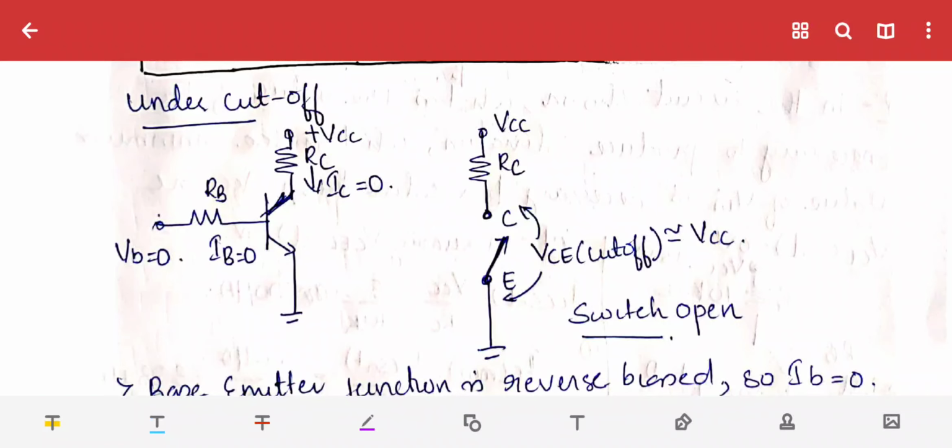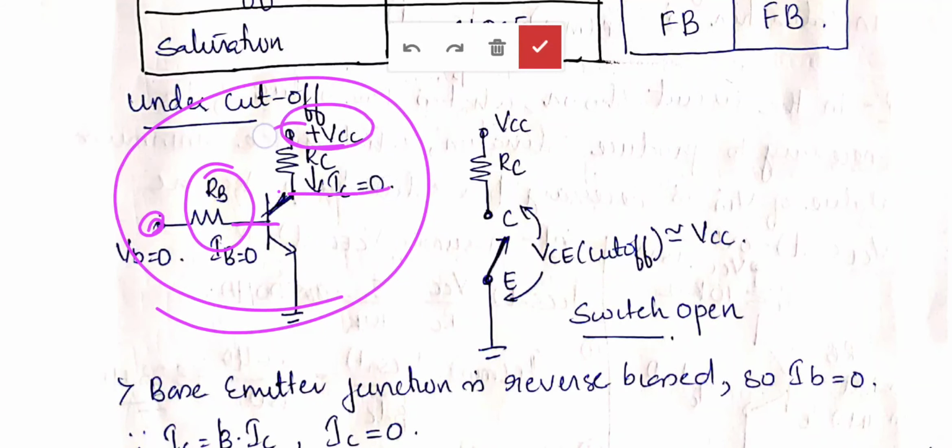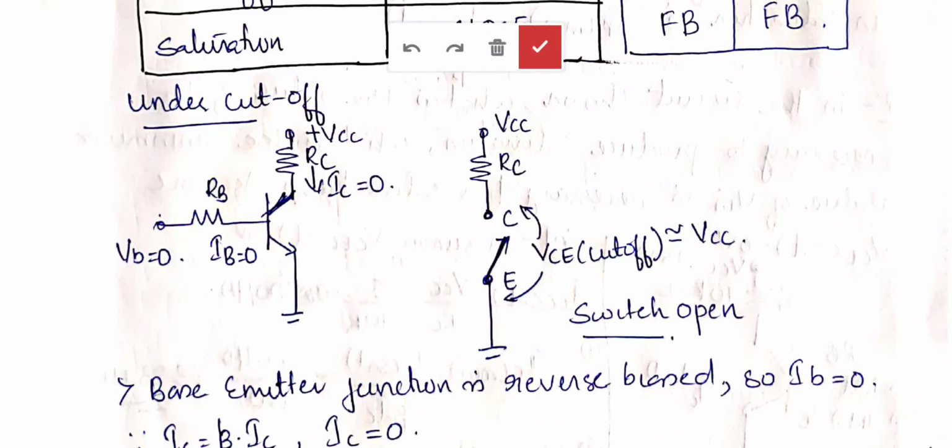So what do you mean by cutoff condition? So you can see here a simple transistor circuit where the base is connected with the input voltage through a resistance RB and the supply voltage VCC is given for the operation, DC voltage VCC is given, and the output is taken from the collector through the resistor RC. Okay, so this is the circuit.